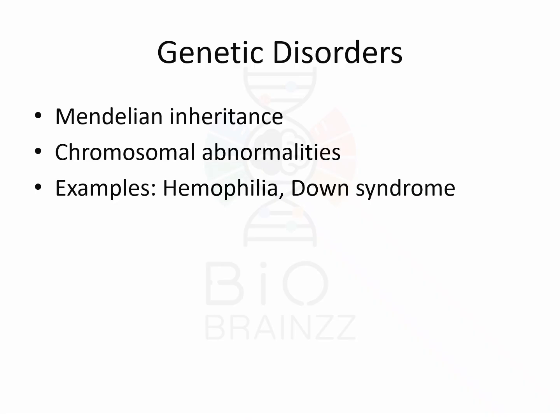Genetic disorders arise due to mutations in genes or abnormalities in chromosomes. Some follow Mendelian inheritance patterns such as autosomal dominant and recessive inheritance. Chromosomal disorders occur when there is an abnormal number or structure of chromosomes. Examples include hemophilia, a blood clotting disorder, and Down syndrome, which results from an extra copy of chromosome 21.